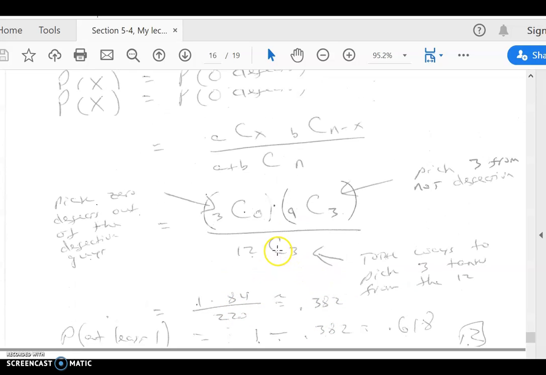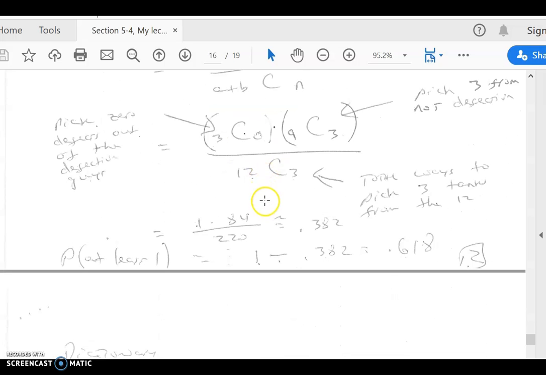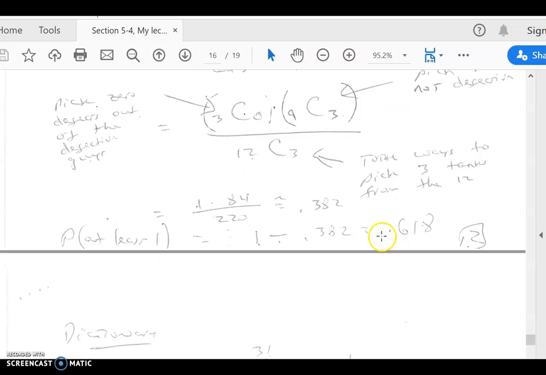So that's the probability of getting 0 defects. The probability of getting more than 0, that's the at least 1, in other words. So at least 1 is more than 0. That's 1 subtract this number right here. And that gives you 0.618. And that's the desired answer.